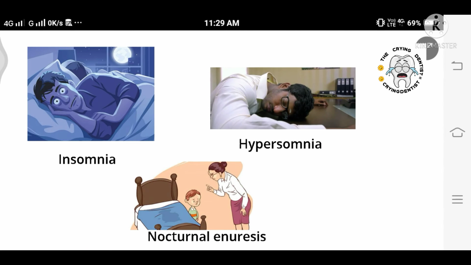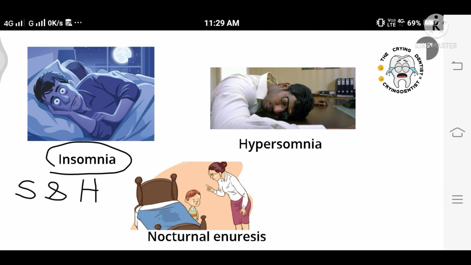Now, the types of sleep disorders and their treatment. Insomnia, we all know, is lack of sleep. You can see in the picture the person having a lack of sleep. Which treatment should you give? You will give him sedatives and the hypnotics.